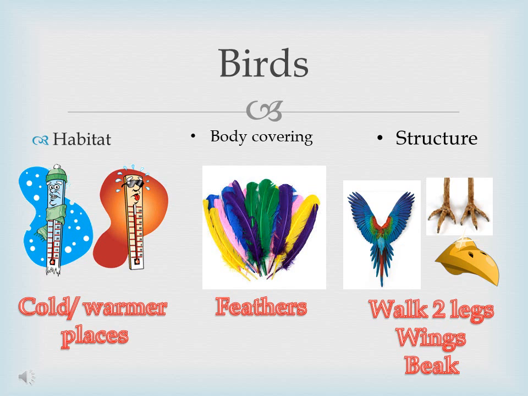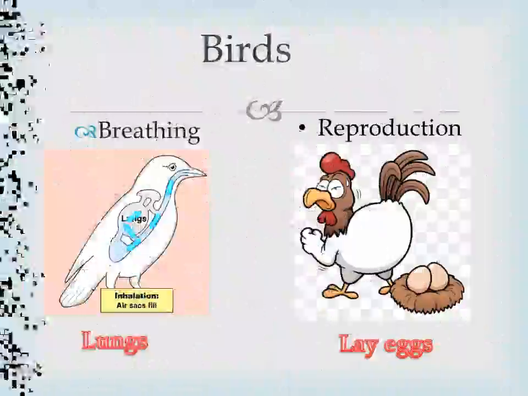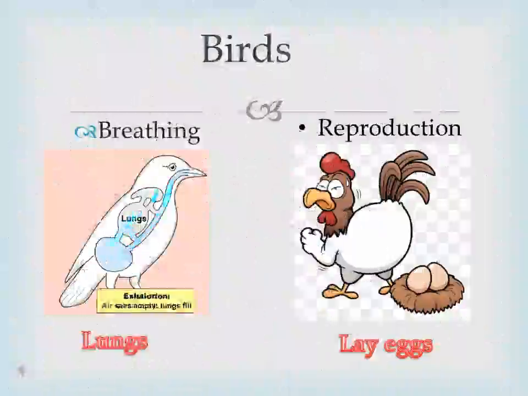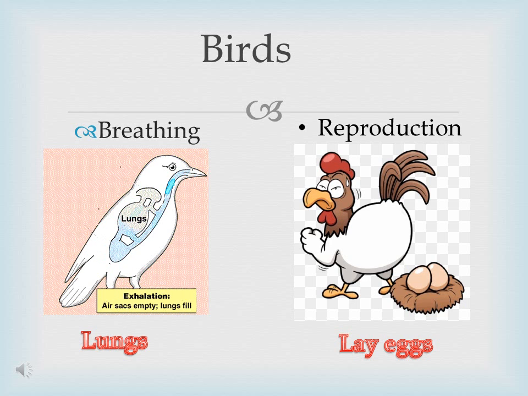The second group is the group of birds. Birds can live in cold and warmer places. What protects their body are the feathers, and the principal things about a bird is that they walk on two legs, they have wings, and one beak. Like mammals, the birds breathe through their lungs, but in this case the way the birds reproduce themselves is laying eggs.